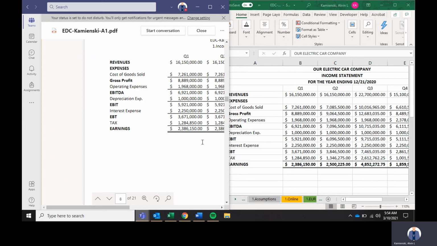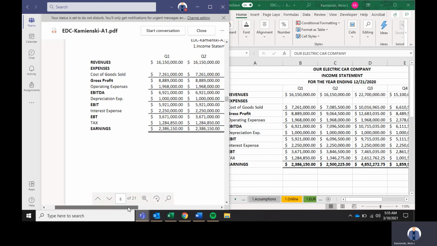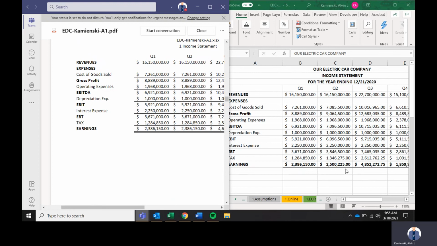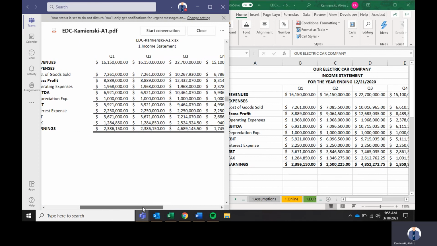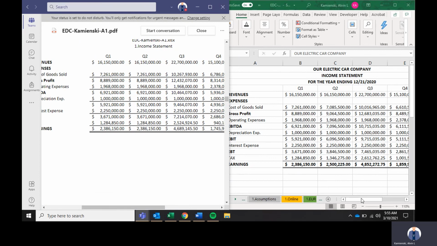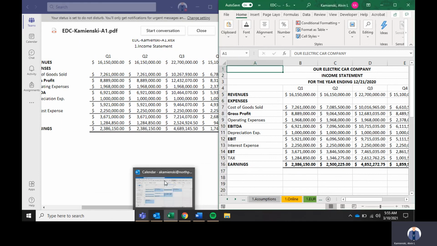Well, 2.386, that looks right. Let's see here. 2.5. We got a problem in quarter 2 that needs to be fixed. I'm already seeing. And then what about here? 4.689 and 1.889. All right, so I made a mistake somewhere in my assumptions that I have to double check and fix.